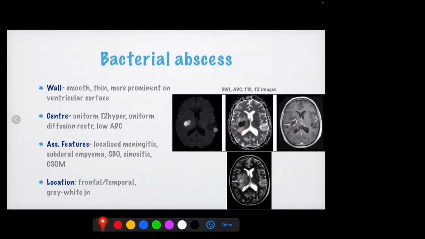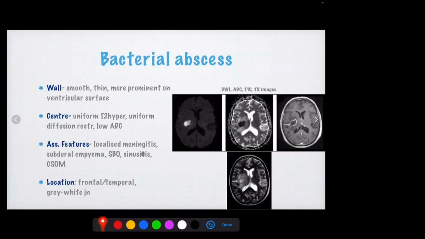And also on T2 films, because there is a liquid pus, and liquid always would be hyperintense on T2, due to the liquidity, we would have T2 hyperintensity just near the intensity of the CSF. So, of course, lesser than that because of the protein material, but it would be hyper compared to the rest of the brain, basically. So these are the common features of a bacterial abscess. We will later see the other causes.